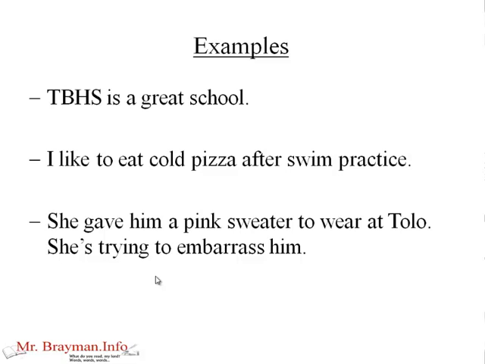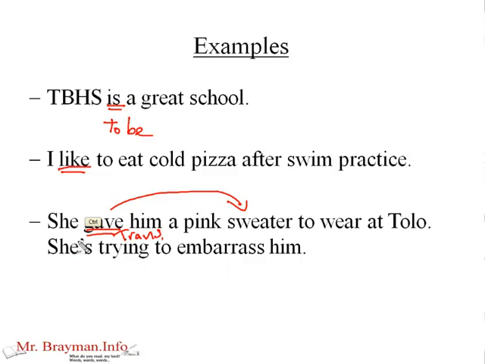So let's look at some more examples here, right? TBHS is a great school. So is the predicate. It's a form of the verb to be. I like to eat cold pizza after swim practice. Like is the predicate there. It's a transitive verb. She gave him a pink sweater to wear at Tolo. Gave, sweater, right? So this is a transitive verb. Sweater is the direct object.